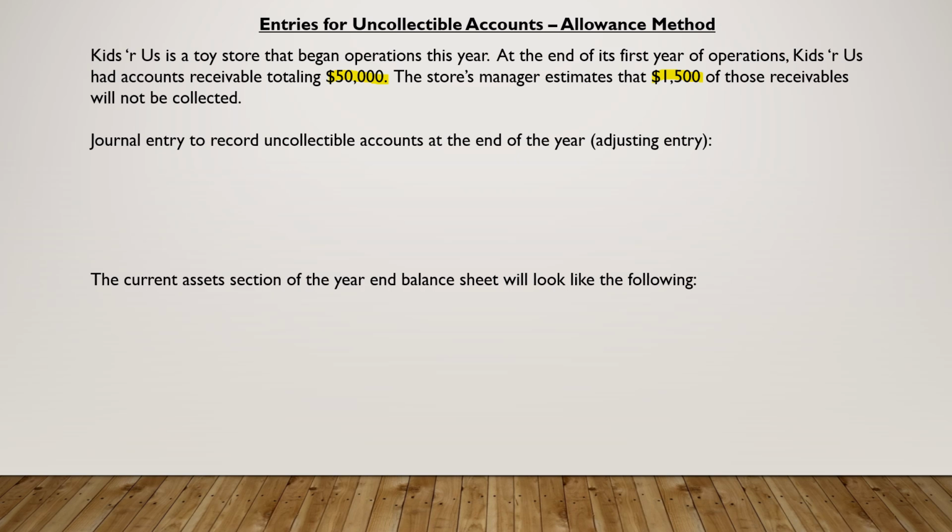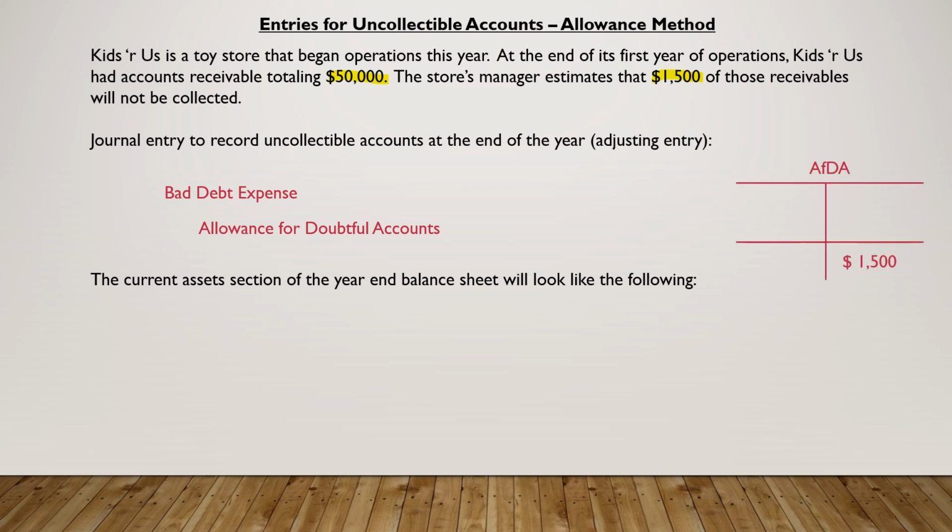Let's record our year-end adjusting entry for uncollectible accounts. The basic entry consists of a debit to bad debt expense and a credit to allowance for doubtful accounts. What's the amount? We determine it by considering AFDA's T account. That $1,500 is the credit balance AFDA should have. Since this is the first year of operations, nothing has yet to be posted to AFDA, making its beginning balance zero. To get that desired $1,500 credit balance, we need to post a credit of that amount.